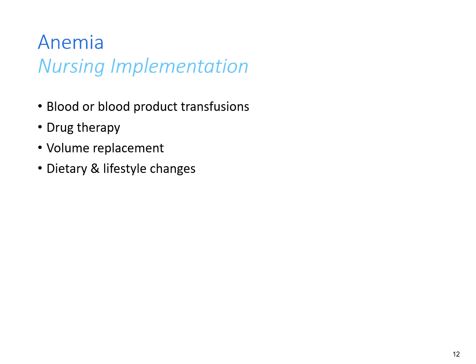So your nursing implementations, what do we have to do? Depending on the cause of the anemia, that's basically what we're going to be focusing on. So is it blood or blood product transfusions that they need? Is it drug therapy that they need? Is it volume replacement? Is it dietary and lifestyle changes? So you are going to focus on what the issue is, and you are basically going to try and make sure that you are managing it from that perspective.